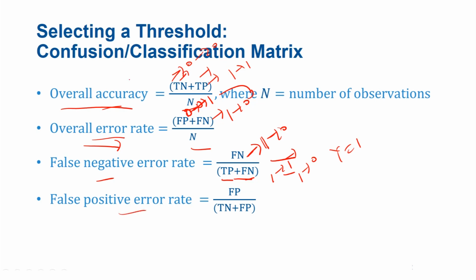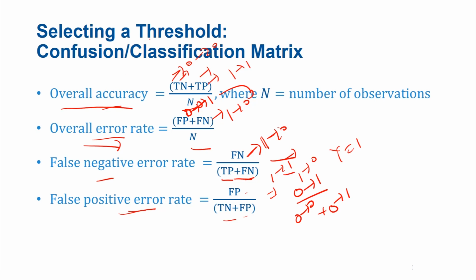Similarly, we have false positive rate. False positive rate is theoretically those that are zeros incorrectly classified as ones. So in the numerator we have zeros incorrectly classified as ones, and they are divided, in the denominator, by the total number of zeros. That means true negatives, zeros that are classified as zeros, plus false positives, that means zeros that are classified as ones. So this is the false positive error rate.